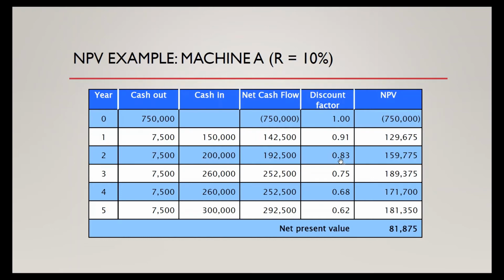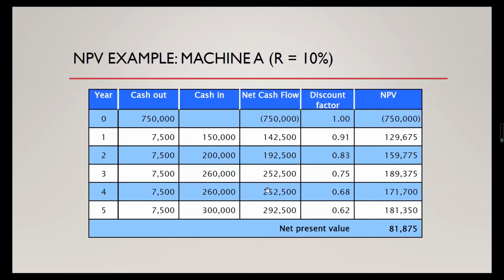The 0.83 comes from the previous year discounting factor of 0.91, and we divide it by 1.1 again, therefore we got 0.83. The next step is that we have to multiply this discount factor of 0.83 by the net cash flow of 192.5 thousand. Then it gives us a present value of 159.775 thousand.